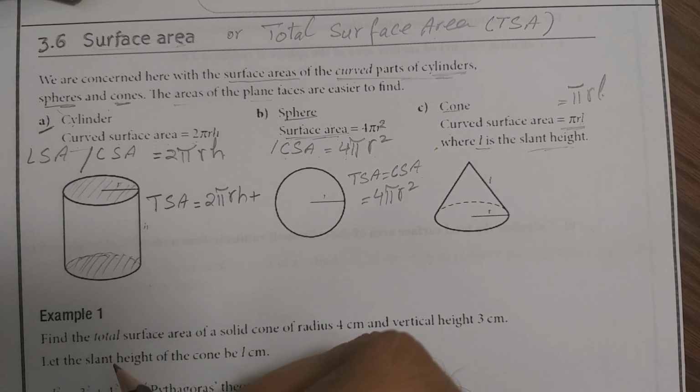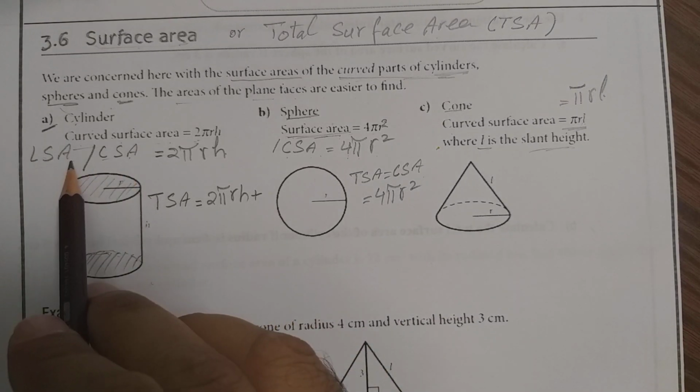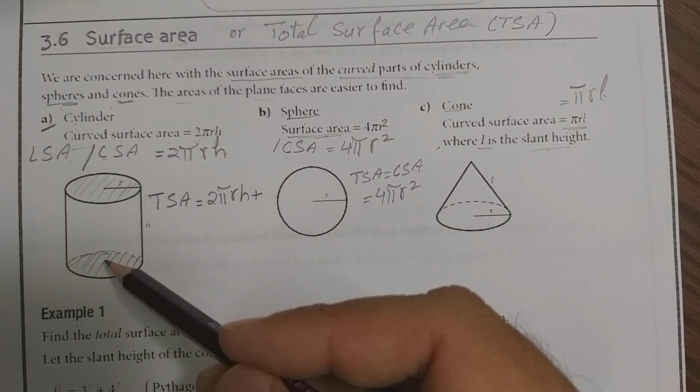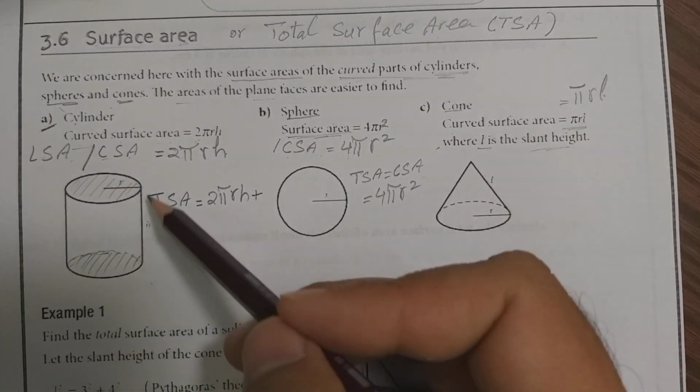Guys, remember the point: whenever they say curved surface area or lateral surface area, we remove the upper and the bottom part. We just take the curved part, which is the round shape.